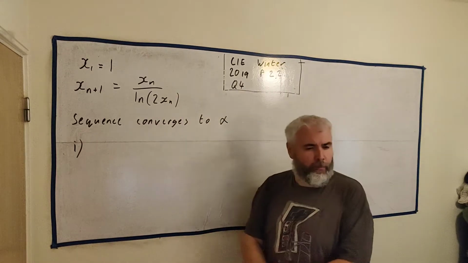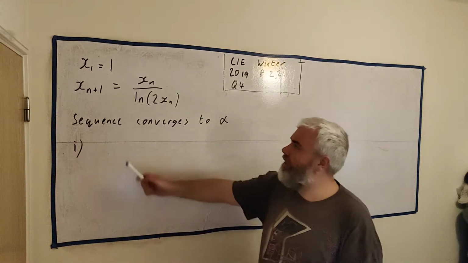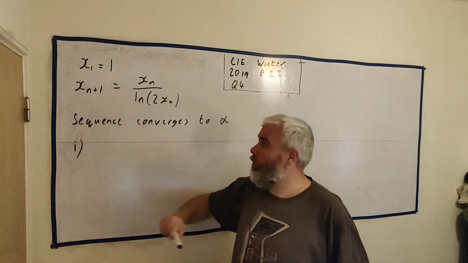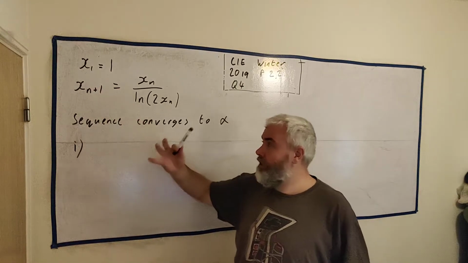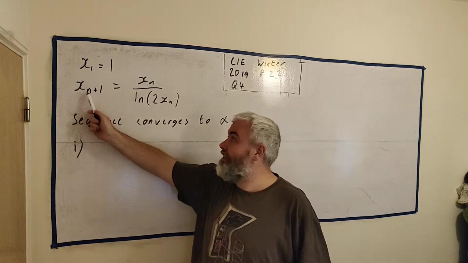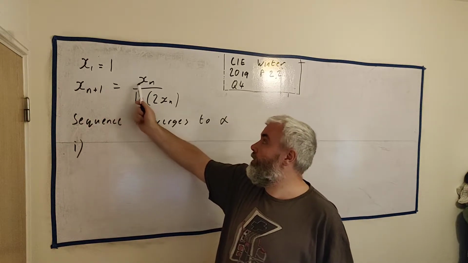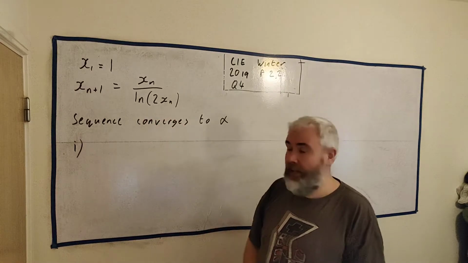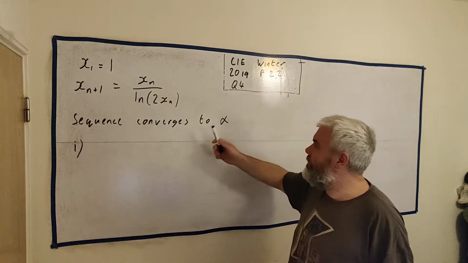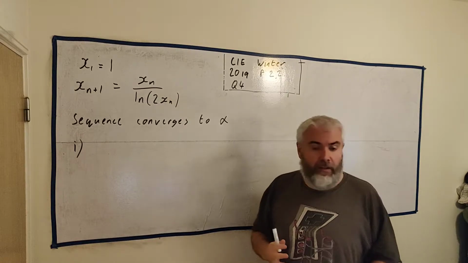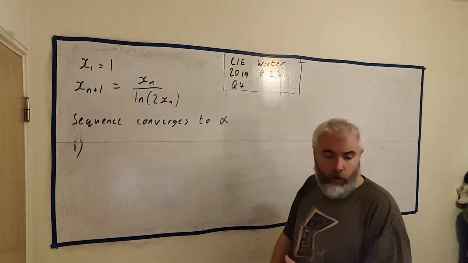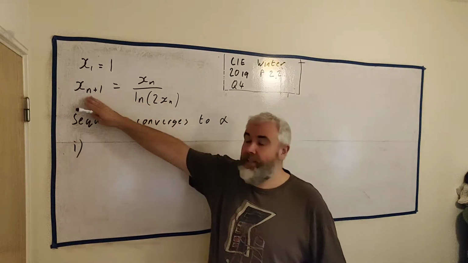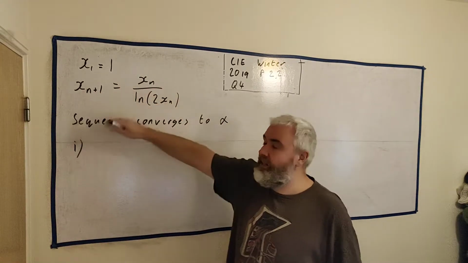I've written out here pretty much all the information they give us. They tell us there's a sequence, and we have x1 equals 1, and they don't bother telling us x2 or anything like that. They tell us x(n+1) is equal to xn over natural log of 2 times xn. And they also tell us the sequence converges to a constant, alpha, or a, you might read that as.